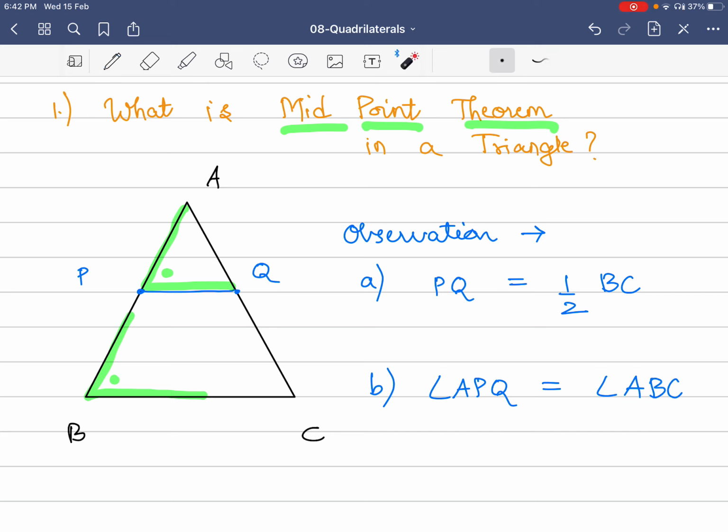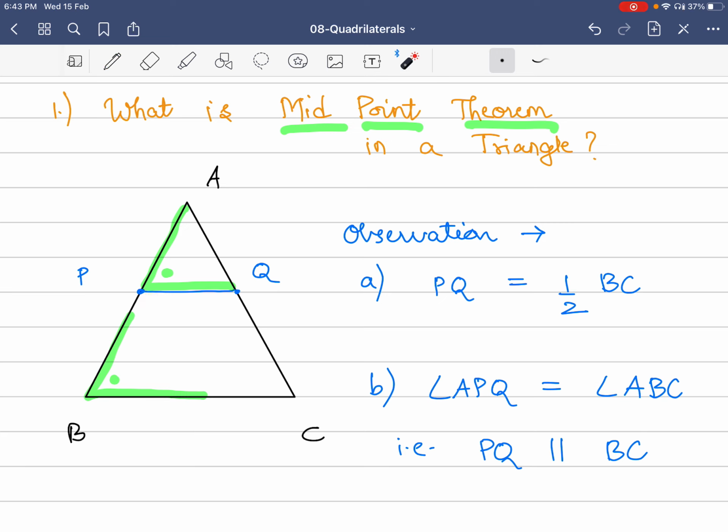And what does this mean? If you observe, these are two corresponding angles for the two lines PQ and BC. Considering AB as a transversal and PQ and BC as two lines, these two angles are the corresponding angles. And we have seen this in the previous chapter of lines and angles, that if the corresponding angles are equal, then the lines are parallel to each other. So since it is observed that APQ is equal to ABC, that means the line drawn, PQ, is parallel to the line BC.